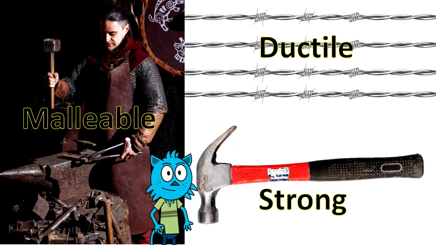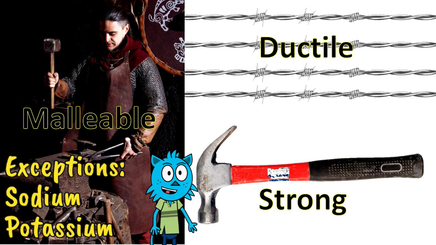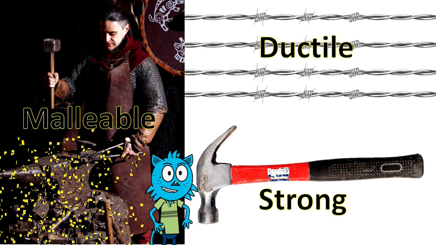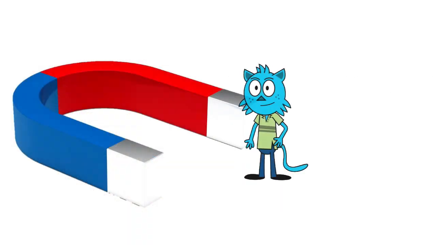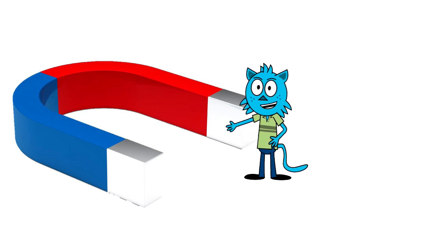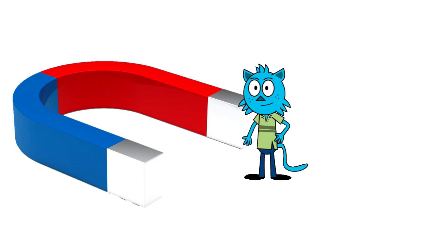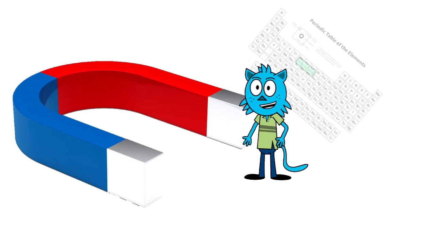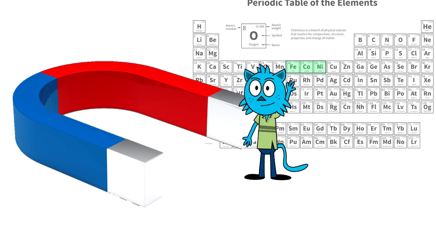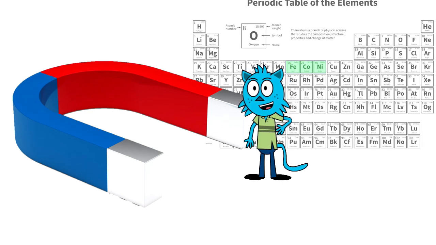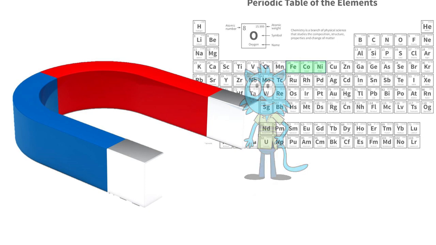Metals are strong. That is one of the things that makes them very useful. There are a few exceptions. For example, sodium and potassium can be squashed between your fingers and easily cut with a knife. Another property that is often associated with metals is that they are magnetic. I don't like this one. The reason for this is that of the 95 elemental metals, only 3 are magnetic: iron, cobalt and nickel, which sit together in the periodic table.